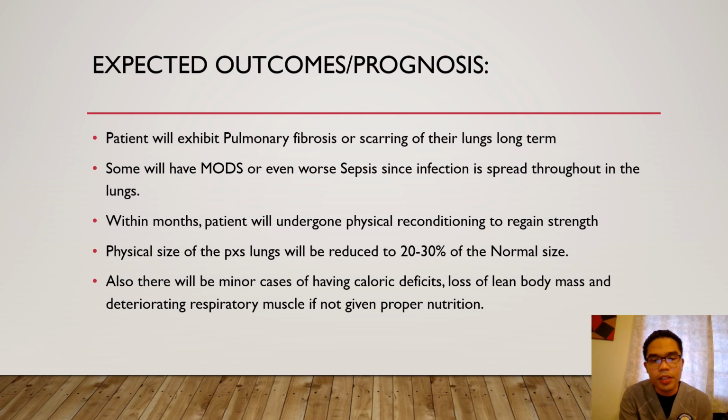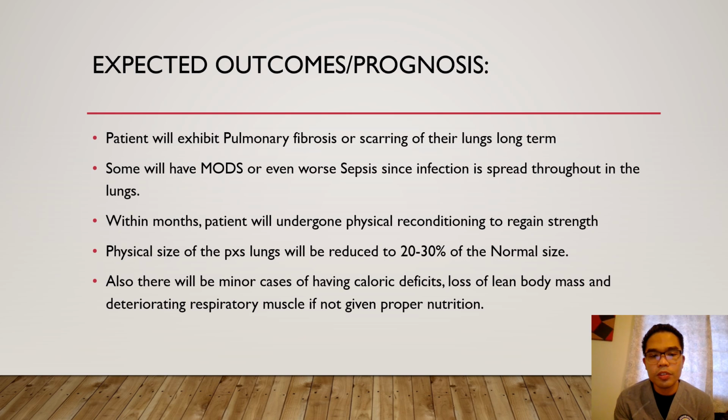Expected outcomes: the patient will exhibit pulmonary fibrosis or scarring of their lungs long term, which is normal for patients who survive ARDS. Some will even have multi-organ dysfunction or worse, sepsis, since the infection is spread throughout their lungs. Those patients who survive ARDS will undergo weeks or even months in rehabilitation, for physical reconditioning to regain their strength and also their self-esteem.